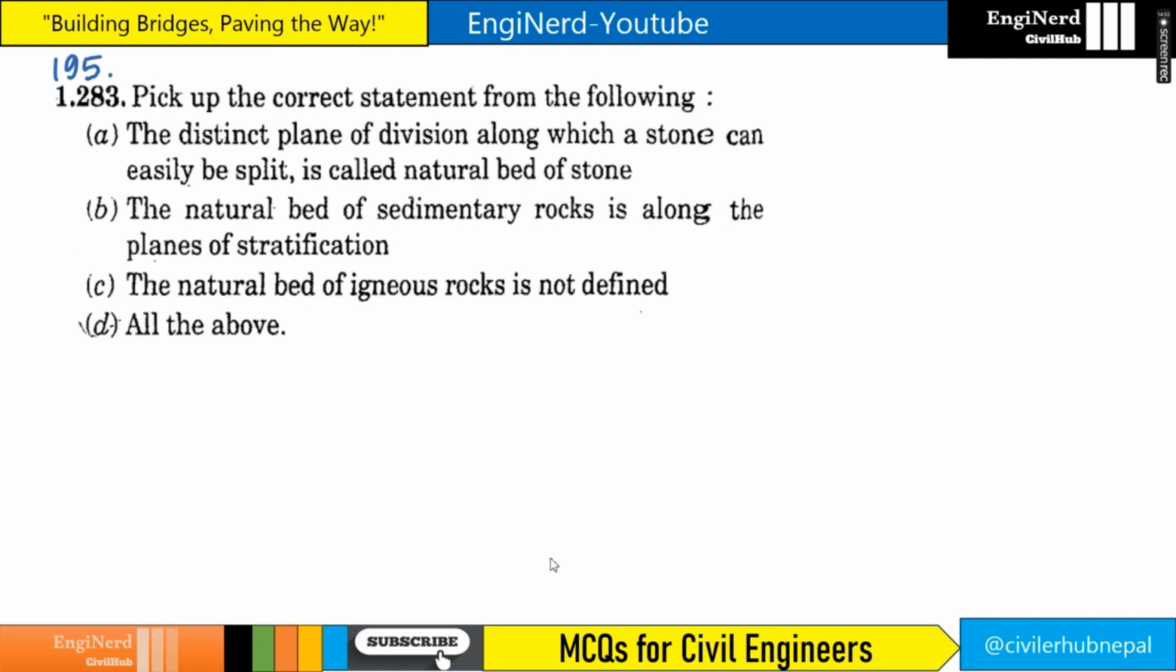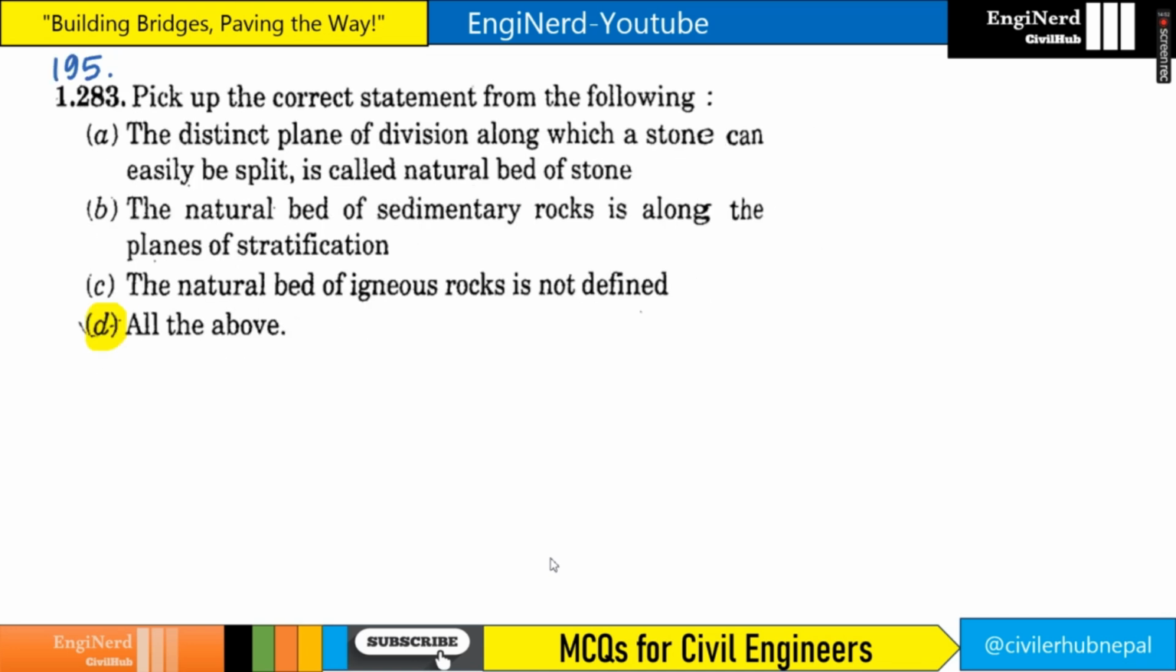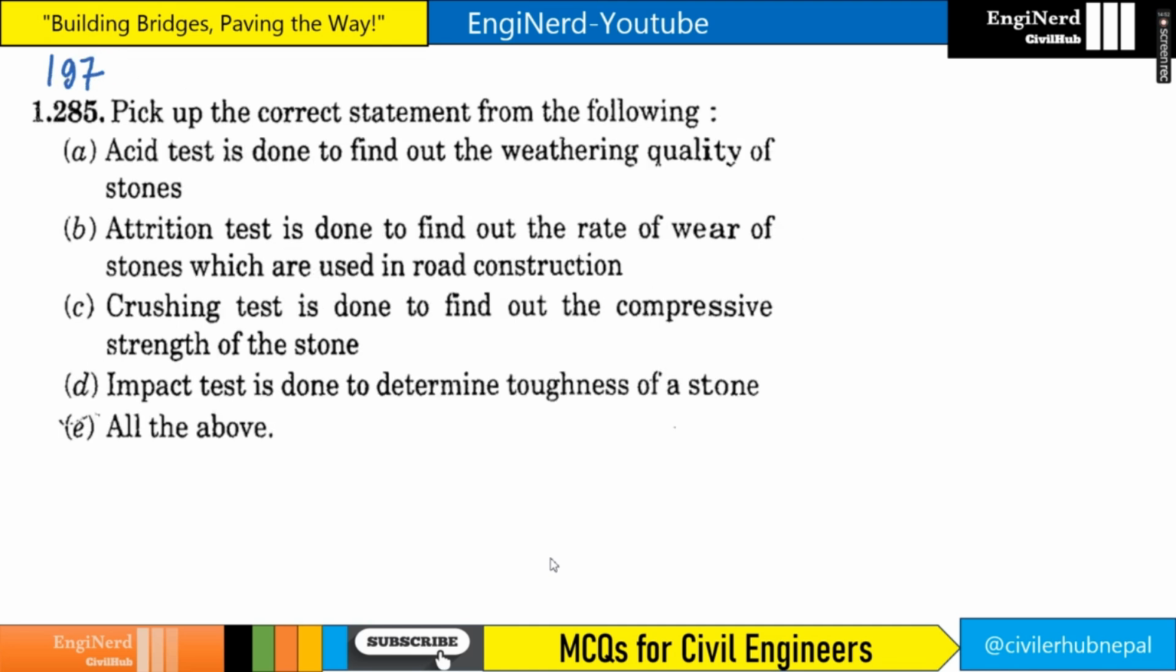Pick up the correct statement from the following. The distinct plane of division along which a stone can easily be split is known as natural bed of stone. The natural bed of sedimentary rocks is along the plane of stratification, and natural bed of igneous rock is not defined. So the answer is all of the above here. We have already discussed this question in the previous parts. Pick up the correct statement from the following. In stone arches, this is also discussed. Stone arches radial, cornice is vertical, stone walls horizontal, right? So all of these are correct.